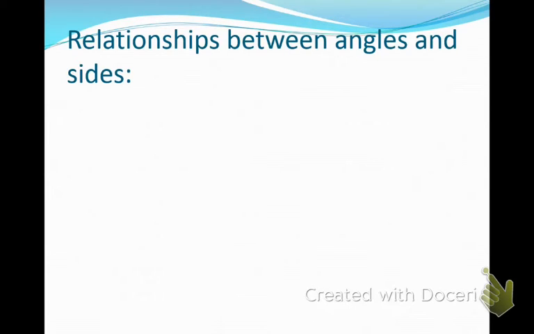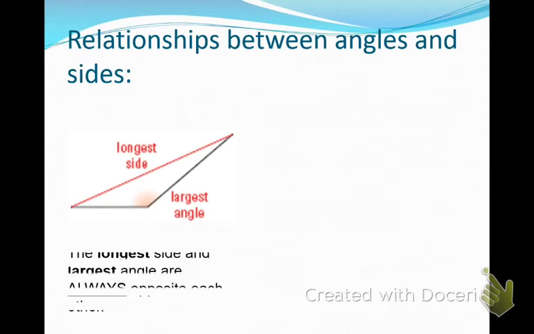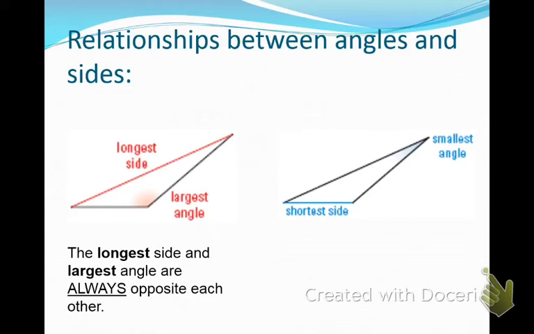Relationships between angles and sides. All right, this just makes sense. What this is saying is the longest side in a triangle is going to be opposite the longest angle. Right? Longest side is opposite the longest angle. And the shortest side will always be opposite the shortest angle.